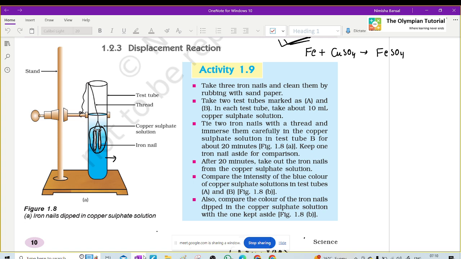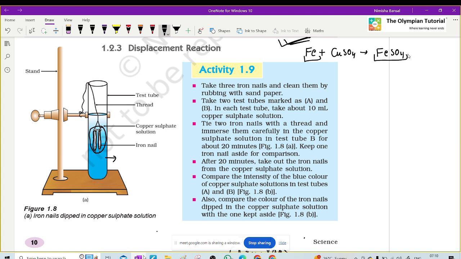After that, what I am telling you: an iron nail is dipped in copper sulfate solution. Then ferrous sulfate is formed. That's why the color of the blue solution will fade and copper will be deposited as a brown deposition on the iron nail. So write this reaction: Fe plus CuSO4, which is an aqueous solution, gives FeSO4, which is also aqueous, and Cu, which is in solid form. After that, read activity 1.9.